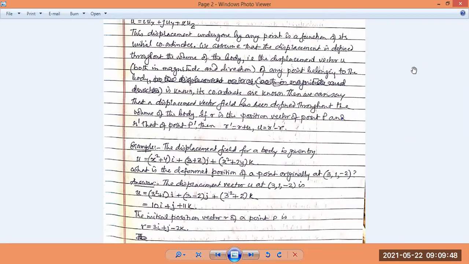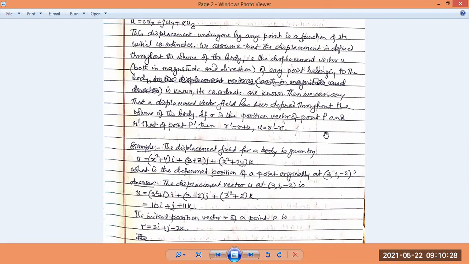So what happens if we know the coordinates and the initial displacement vector? If r is the position vector of a point P, then r dash is the position vector of point P dash, and r dash will be equal to r plus u. So we are getting two terms. One is the displacement vector, given by the displacement of a certain point P to P dash, and the other is the position vector, which is given by the coordinates of the initial or final position of the particular point concerned.